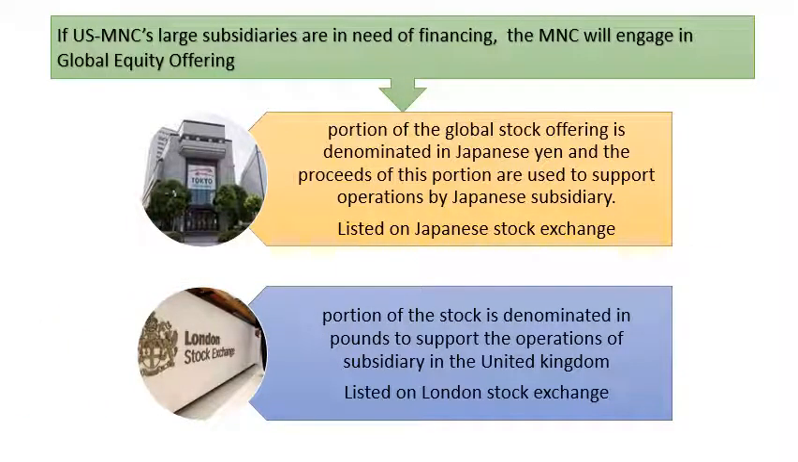And in the same way, if the British subsidiary needs funds to support its operations, the multinational corporation can sell a portion of the stock in the UK, denominated in British pounds, and list these shares on the London Stock Exchange, or the British stock market, to enable British investors to buy and sell their holdings of the stock in their local stock market.